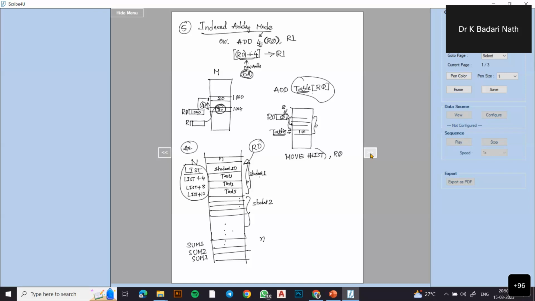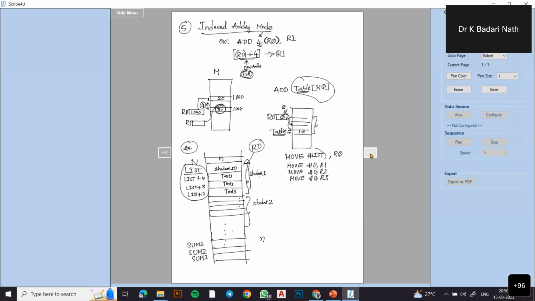Since registers are available, I'll take the registers. So I'll clear all the registers. Move, I'll put 0 into the R1 register. I will put 0 into the R2 register. I'll put 0 into the R3 register. Now what I'm doing is I'm clearing all the 3 registers so that I can hold the sums of all the students stored in the test 1, test 2, test 3.